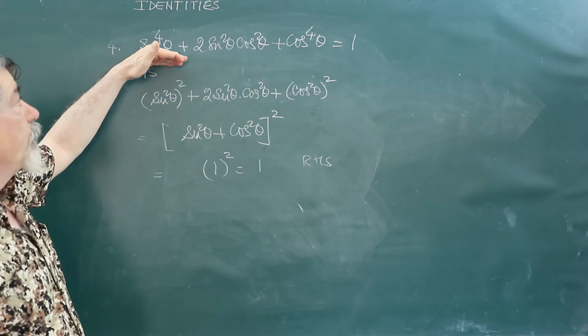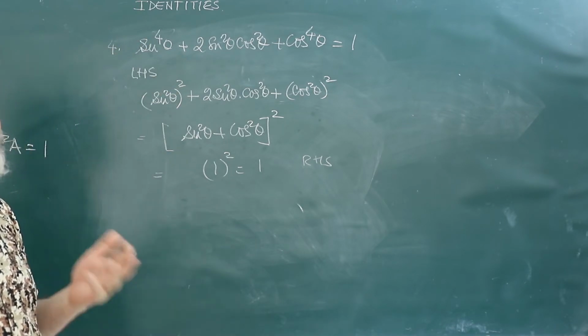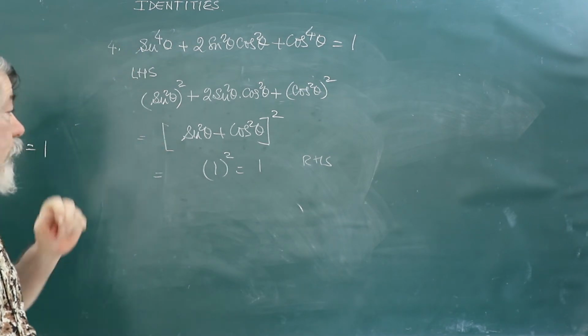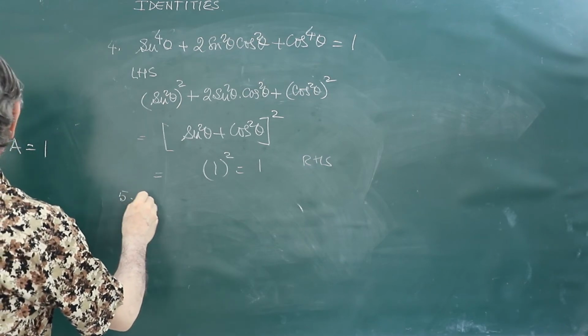We were able to prove left hand side is equal to right hand side, and that is the basic problem in identities. You have to start one side and prove it equal to another side. Now let us see the fifth problem.